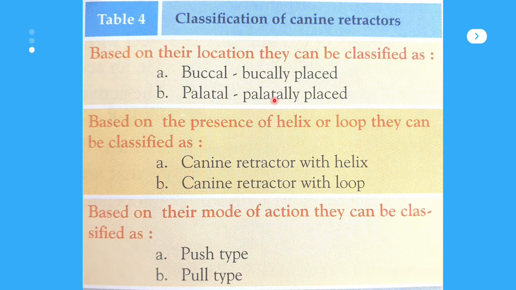There are 3 ways to classify the canine retractors. The first one is based on their location, either buccally placed or palatally placed, and then it's based on the presence of helix or loop, whether with helix or with loop, and then based on the action, their mode of action, whether push type or pull type.